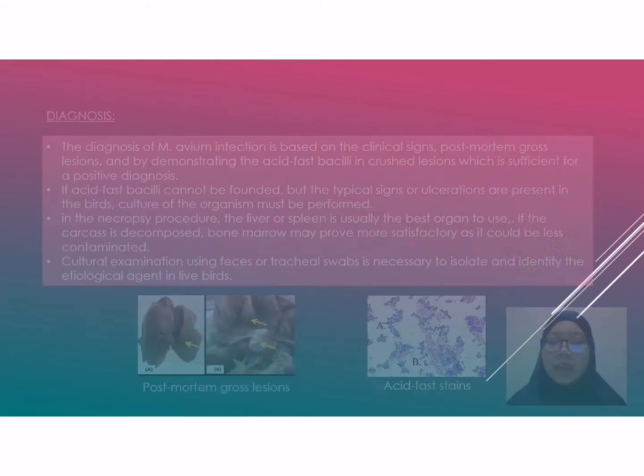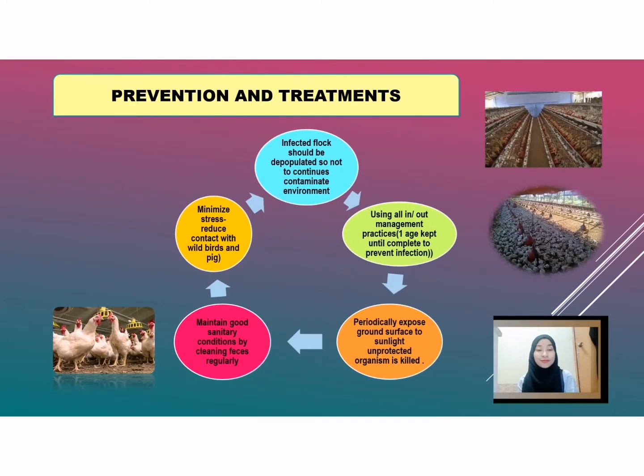That's all for me. Next, we go to the prevention and treatment of avian tuberculosis. Elimination of infection is difficult due to the chronic carrier state. It's like sacrificing the flock.